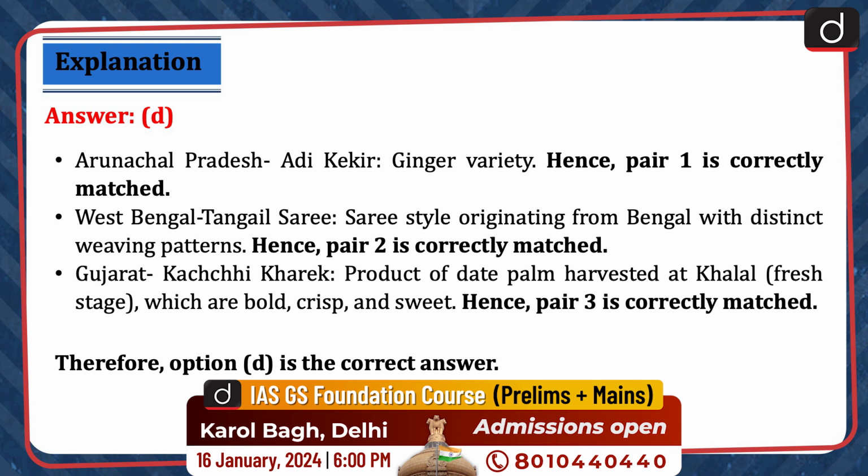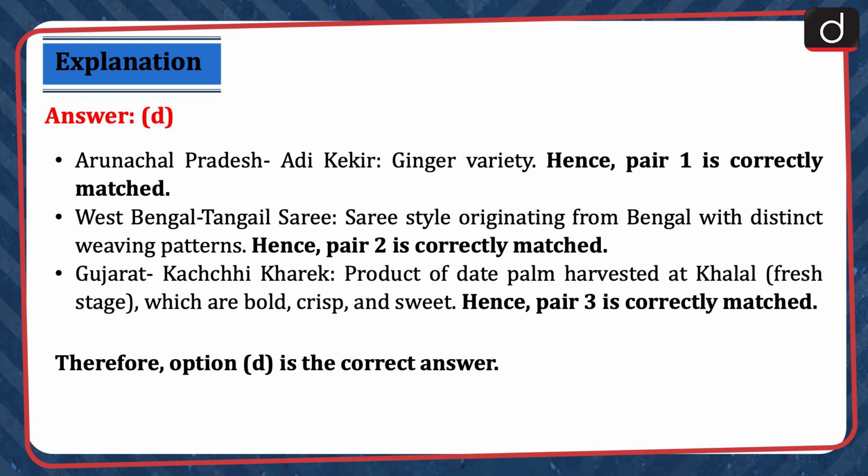Arunachal Pradesh, ginger variety. Hence, pair 1 is correctly matched. West Bengal, saree style originating from Bengal with distinct weaving patterns. Hence, pair 2 is correctly matched. Gujarat, product of date palm harvested at Khalal fresh stage, which are bold, crisp and sweet. Hence, pair 3 is correctly matched. Therefore, option D is the correct answer.